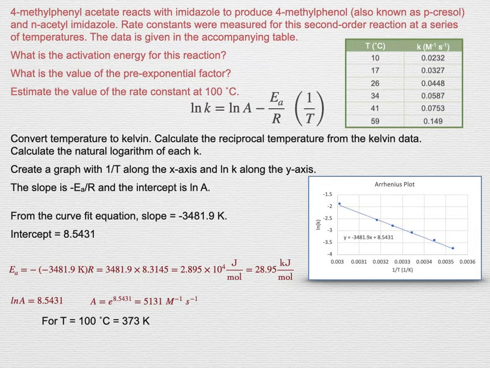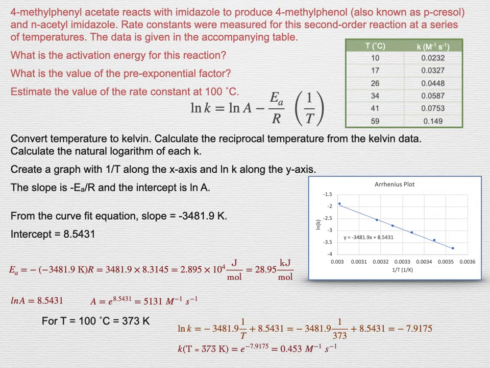Now you could also use the exponential form of the Arrhenius equation, but you get the same answer. Plug it in and see. The equation of best fit predicts ln k equals minus 7.9175. We exponentiate that to e, since they're natural logarithms, and get 0.453 molar to the minus 1, seconds to the minus 1 for the rate constant at 100 Celsius. Compare that with the tabular data, and you should be able to see that it fits right in and makes perfect sense.